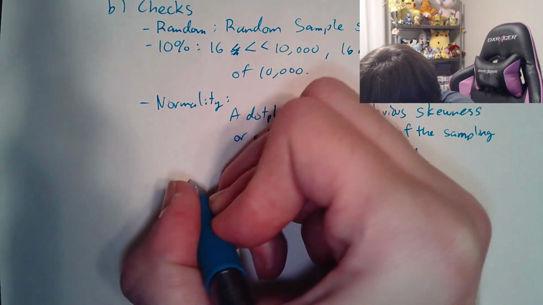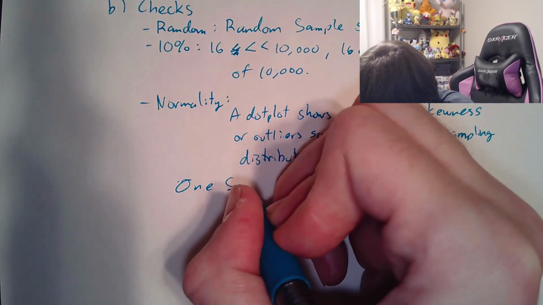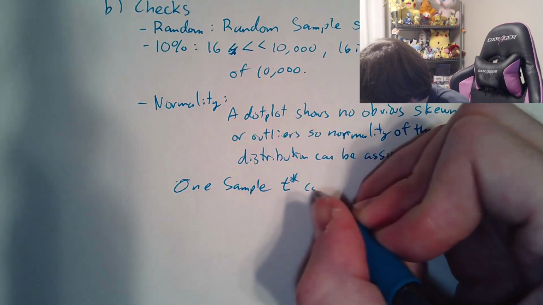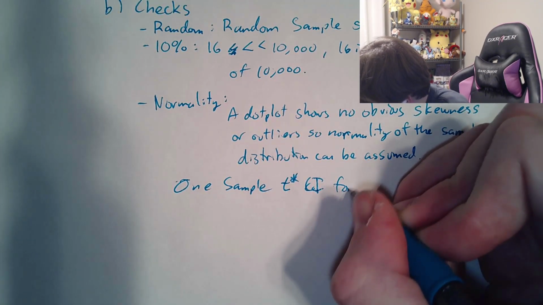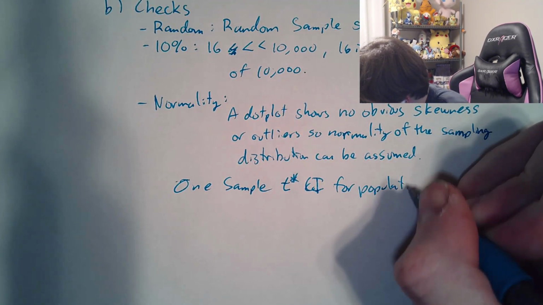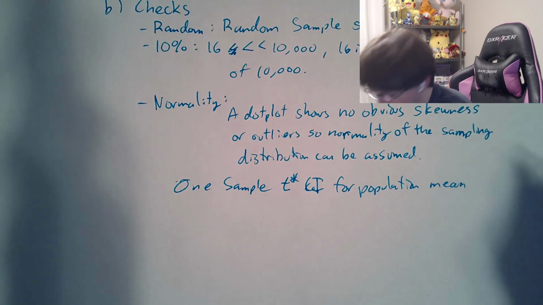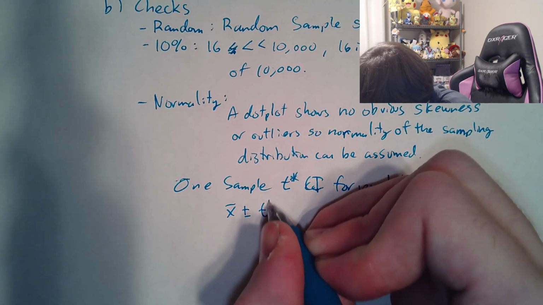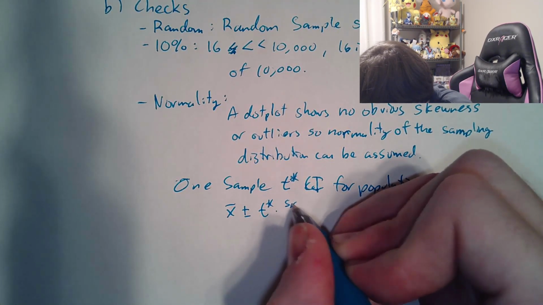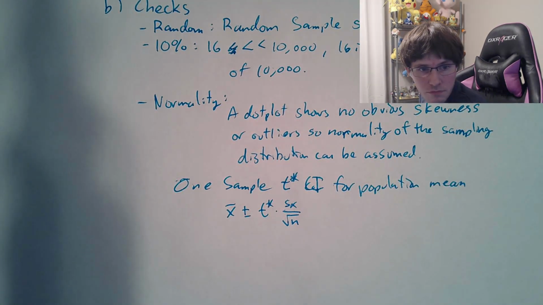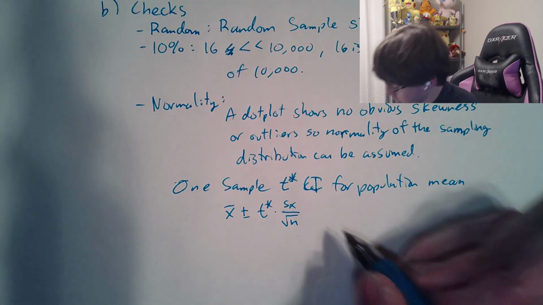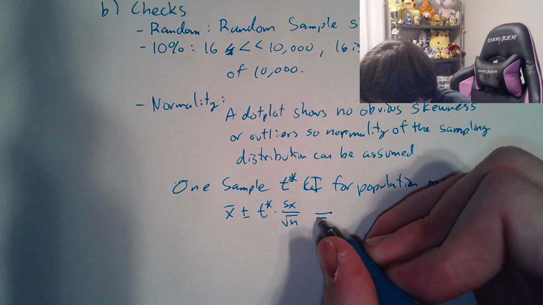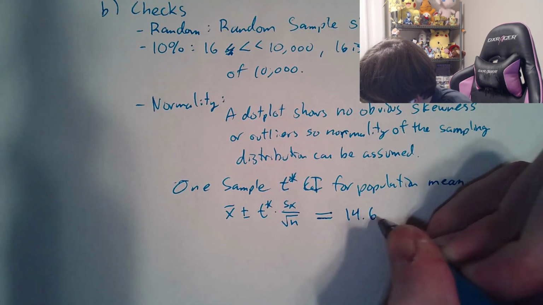What is this thing called? This is called a one sample t confidence interval for population mean. And it is found by doing x bar plus or minus t star times our standard deviation divided by the square root of n. And filling in our formula here, what is x bar? It told us in the question that our mean weight was 14.6.